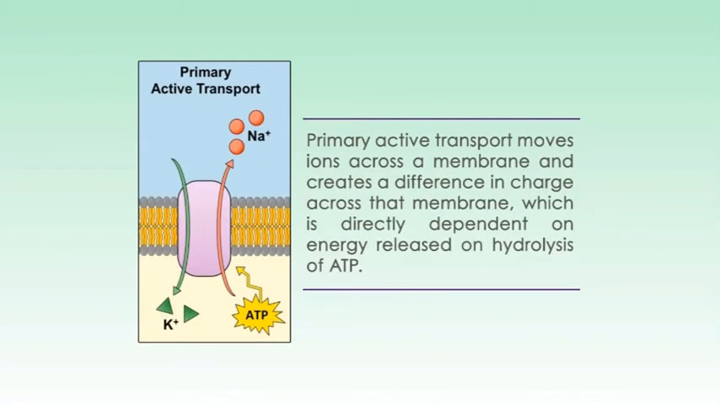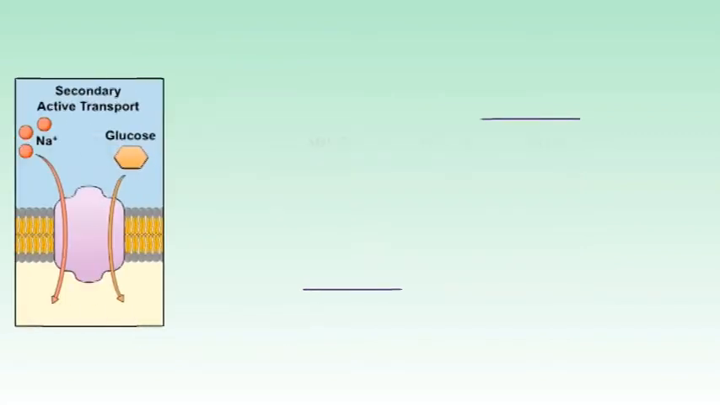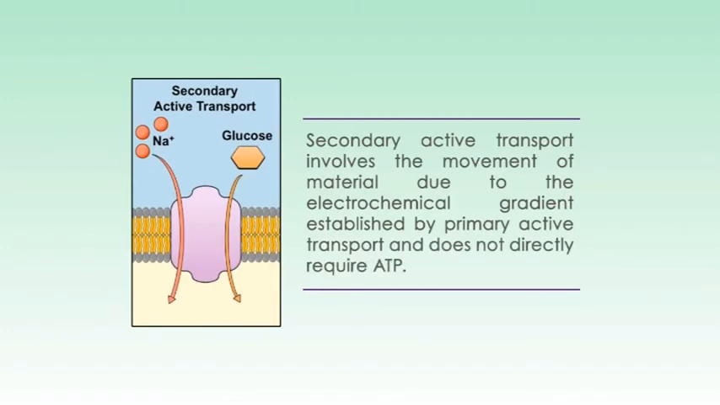Primary active transport moves ions across a membrane and creates a difference in charge across that membrane, which is directly dependent on energy released on hydrolysis of ATP. Secondary active transport involves the movement of material due to the electrochemical gradient established by the primary active transport and does not directly require ATP.